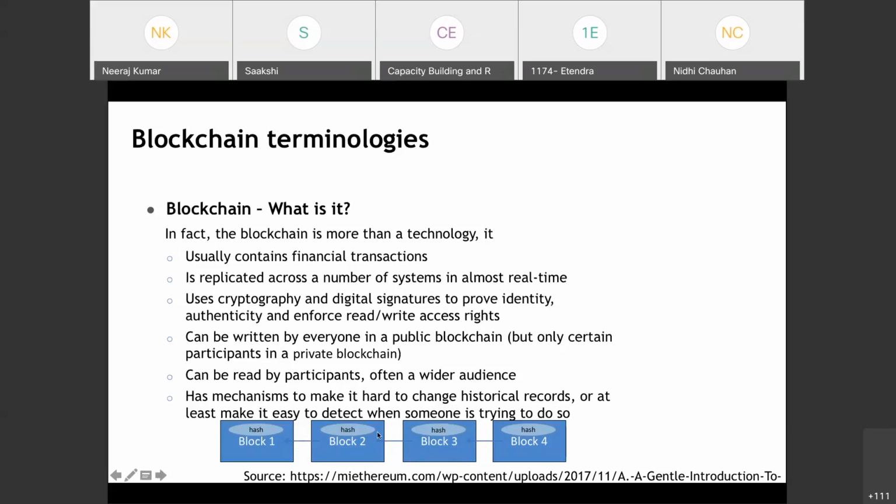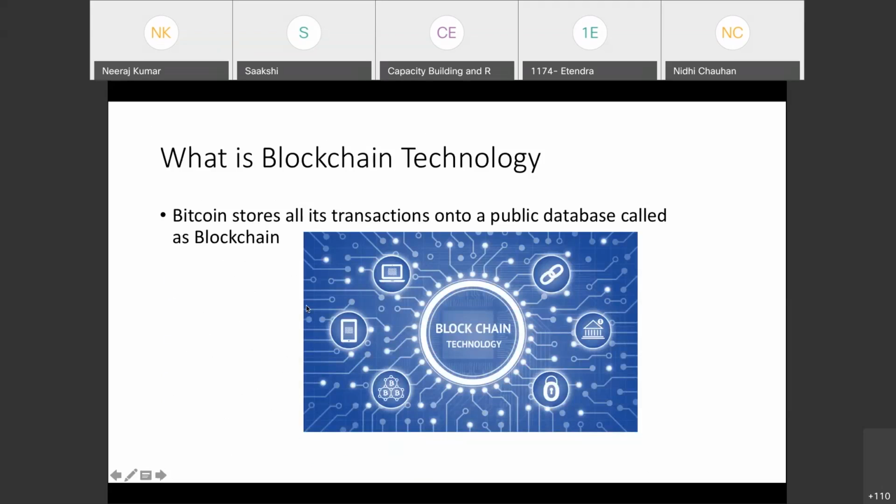Using those cryptographic mechanisms, we need to prove identity, and that identity is proved with the help of a digital signature, which is used to prove identity, authenticity, and read and write access to every public or private blockchain in any scenario. If we talk about a blockchain with respect to a database, Bitcoin stores all its transactions on a public database. That public database is called a blockchain. It is a public database used to store different types of transactions, and these transactions are part of different blocks.